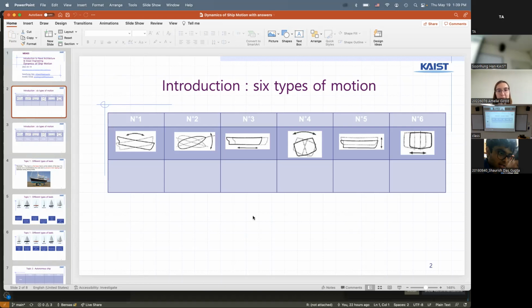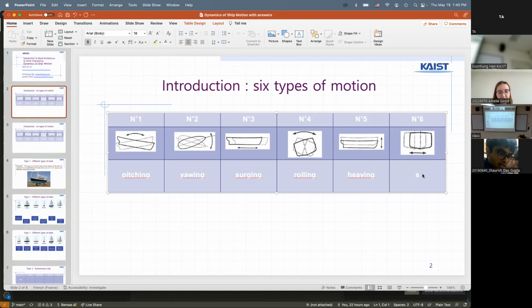The first one is pitch motion. The third one is surge. And the fourth one is rolling motion, because it's similar to pitching, but also a different one that has a pendulum-like motion. The second, and number five, is heaving. The second one is yaw. The last one is sway.